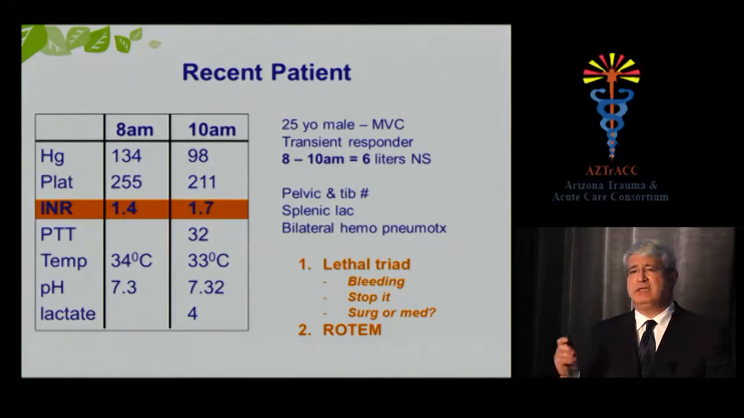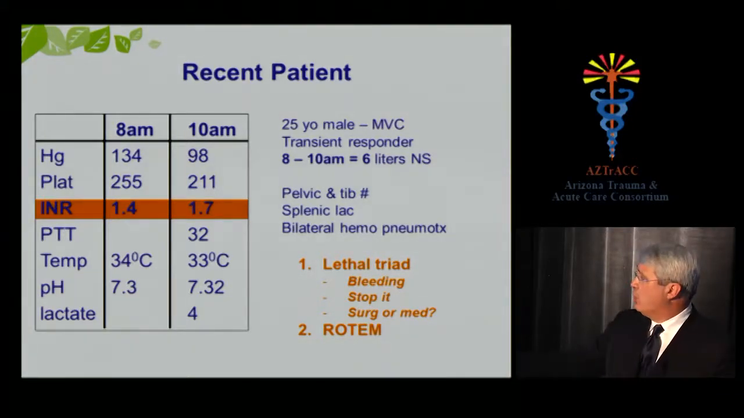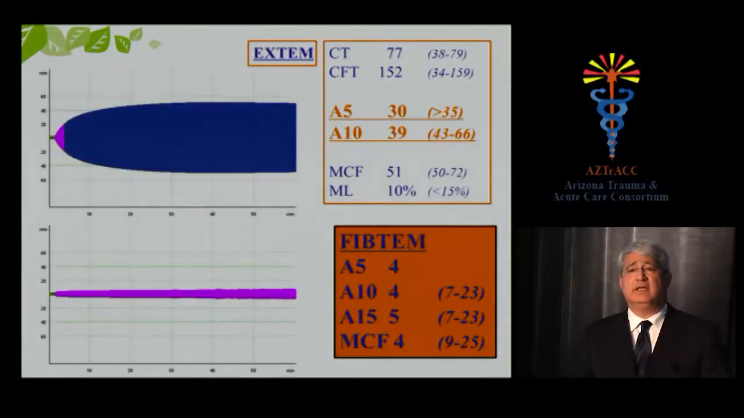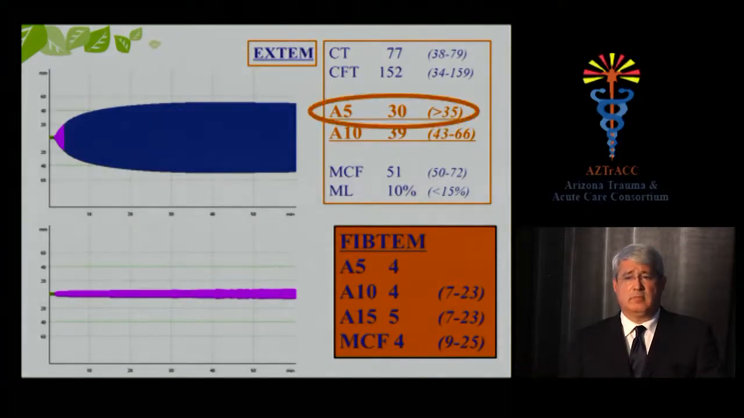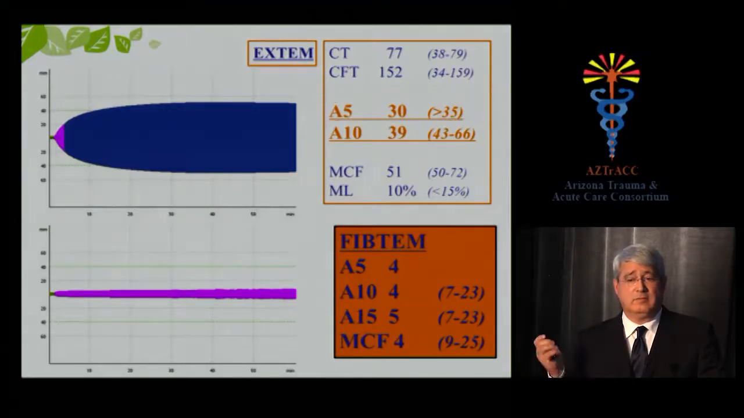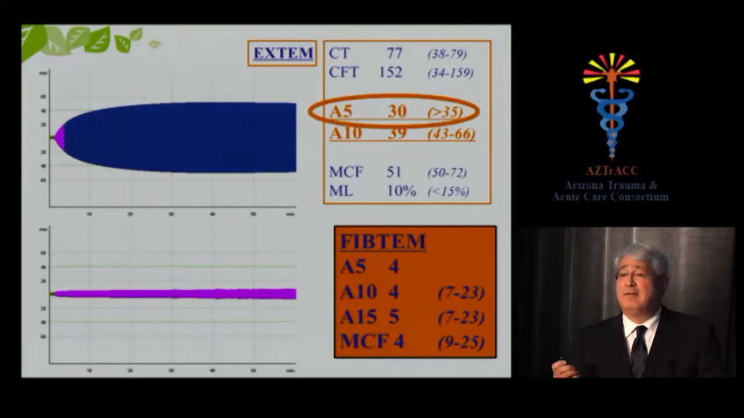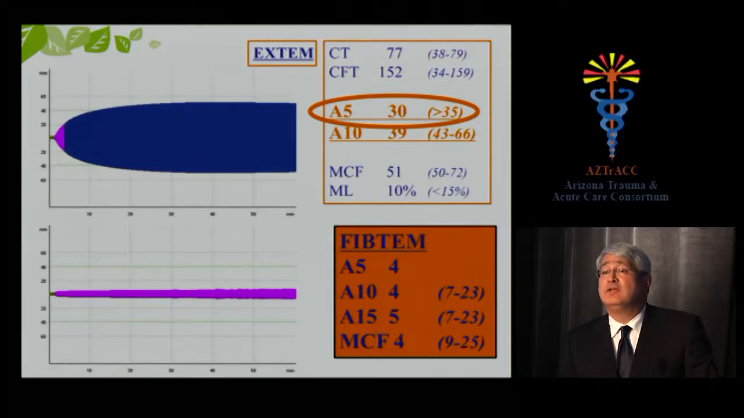Basically, this patient came in, again, everything normal, not bad initially, but then when we did the ROTEM, you tell me, what's wrong with that ROTEM? Amplitude is low. So what does that mean? The amplitude is small, which means the clot is weak. This patient needs what? Fibrinogen or platelets.